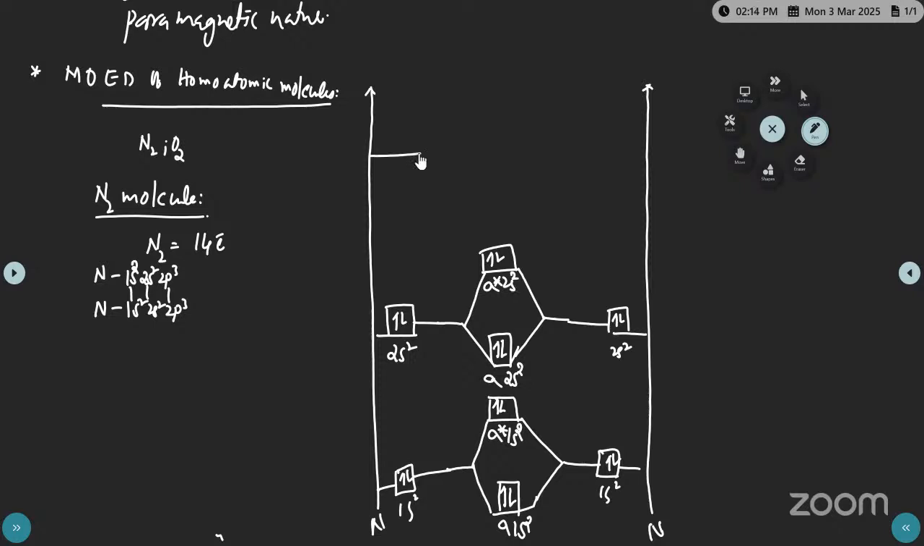So here how many p orbitals are present? 3. So 3, right? 3 plus 3. How many molecular orbitals? 6 molecular orbitals are formed. So in the 6 molecular orbitals, 3 are lower energetic molecular orbitals and 3 are higher energetic molecular orbitals.